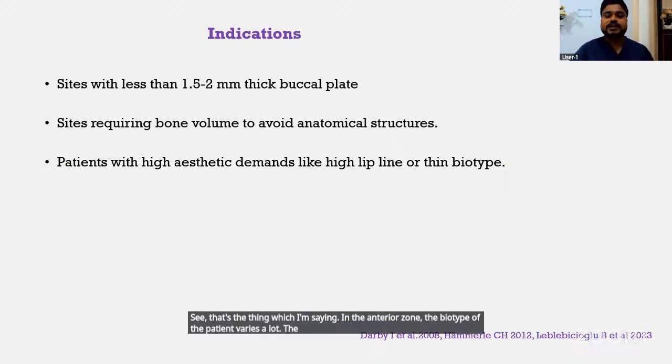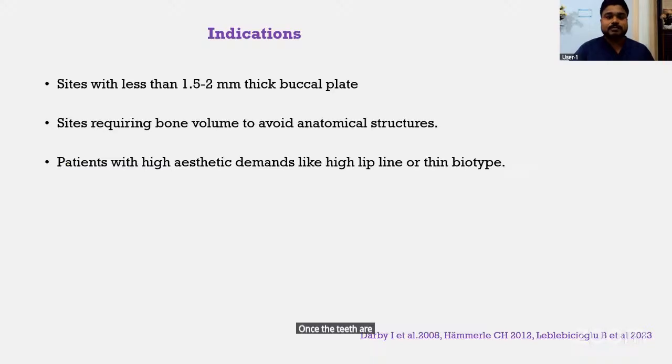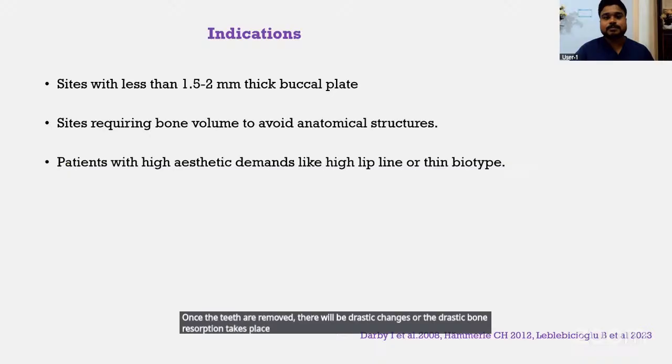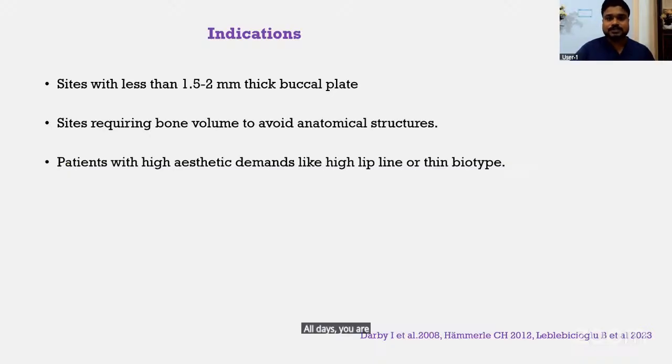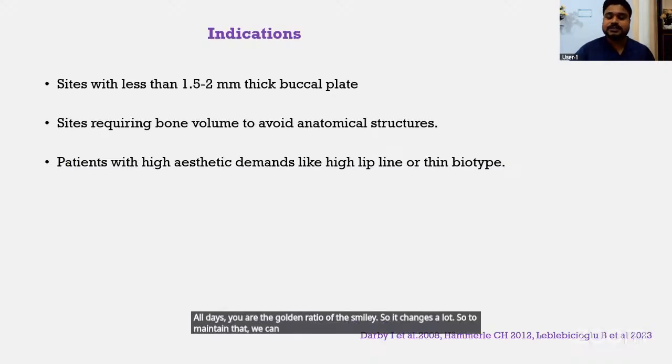The patients who have a very thin biotype, like gummy smile patients or high lip line patients, once the teeth are removed, there will be drastic changes, or drastic bone resorption takes place, which alters the golden ratio of the smile. So it changes a lot. To maintain that, we can do alveolar ridge preservation.